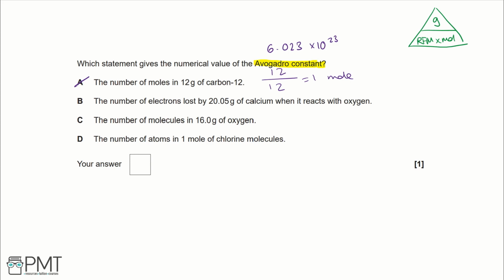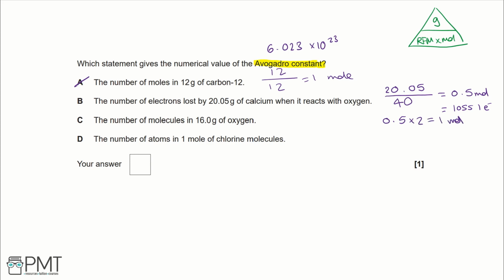Next, looking at B. So this question requires a little bit more calculation. So again, using the equation triangle to work out moles, we've got 20.05 grams of calcium, and we're dividing it by its relative formula mass of 40, and that equals 0.5 moles. And this is equivalent to the loss of 1 electron. But when we form calcium oxide, we lose 2 electrons. So we're going to multiply this by 2, so 0.5 times 2 is equal to 1 mole.